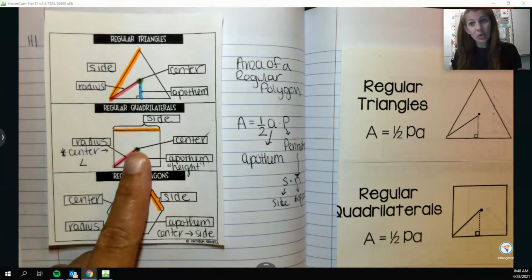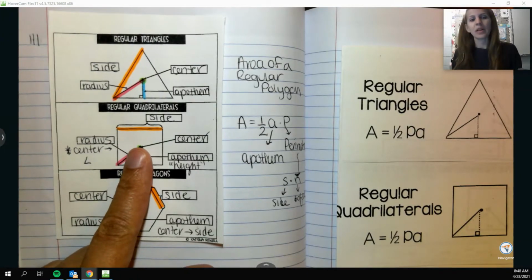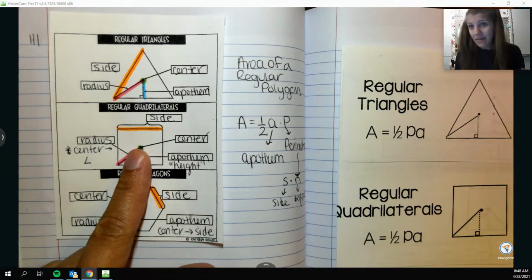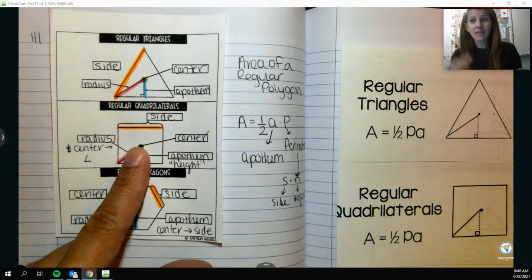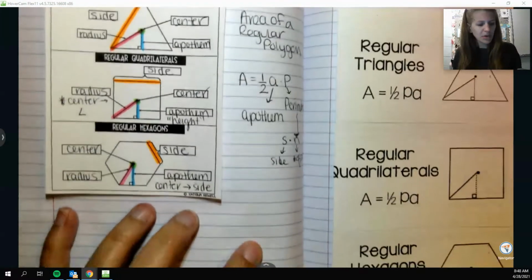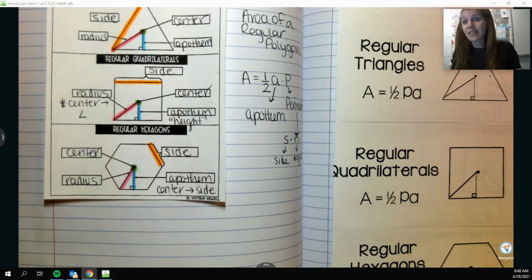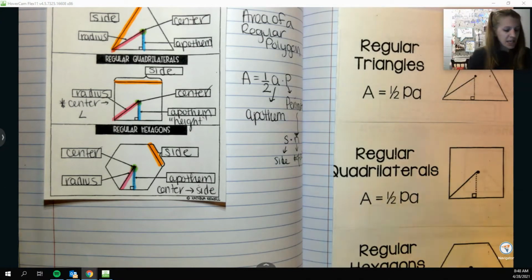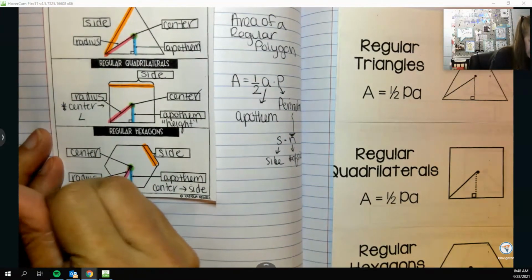Or if I'm looking at a square, which is a regular quadrilateral, if I know the side length is 7, I'm doing 7 times 4 for the perimeter. Or for my regular hexagon, if I know the side length is 5, I'm doing 5 times 6 because the side length is 5 and there are 6 sides. So really, really basic example here.